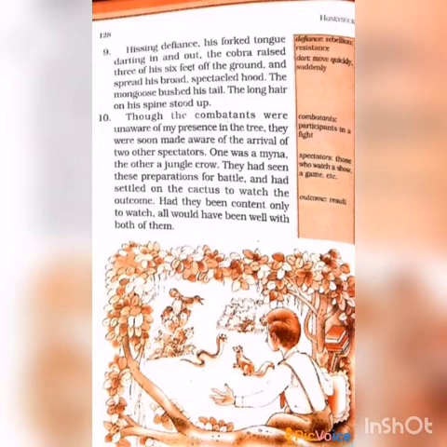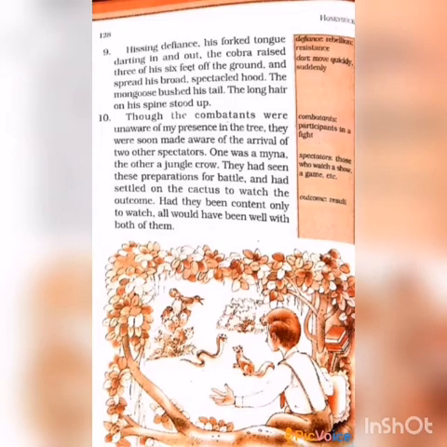Point number 10. Though the combatants, here it refers to the participants, were unaware of my presence in the tree, they were soon made aware of the arrival of 2 other spectators. So the author just sat on one of the limbs of the tree, but the fighters, the competitors, the combatants did not notice the author. Of course there are 2 more spectators. A spectator means a visiting person. One was a myna, the other was a jungle crow.